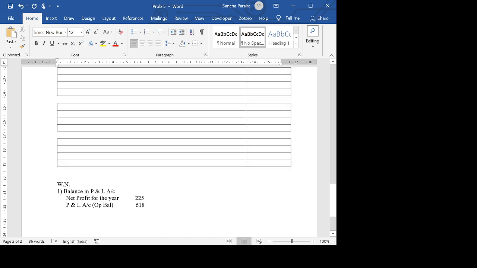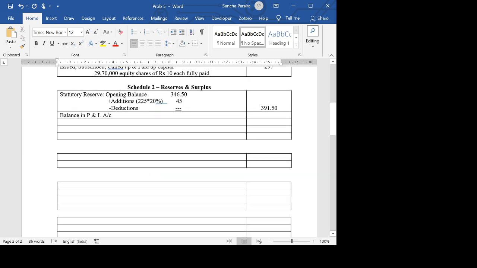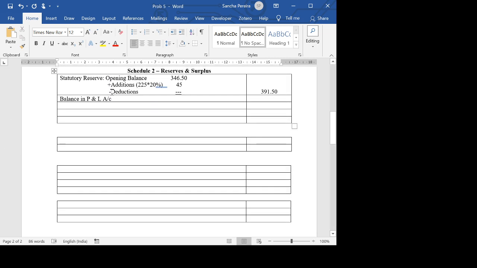Basically, this balance in the profit and loss account is the answer that we get when we do the problems of profit and loss account. What is that answer? Balance carried over to the balance sheet. But in this problem, we have to calculate it because it's not given to us directly. They've given net profit separate, profit and loss account opening balance separate. Then they've told us to make a transfer to the statutory reserve. So that's why we are doing a working note to calculate it. Otherwise, this comes directly from your profit and loss account.